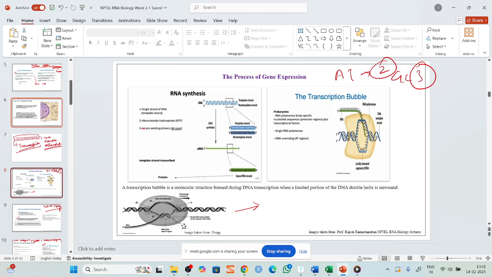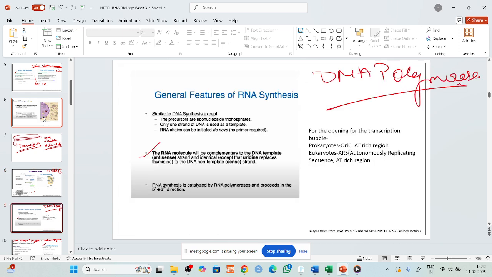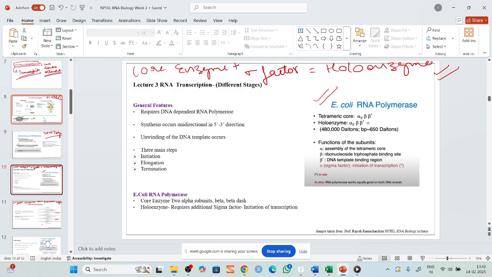So, this RNA transcription also involves the formation of a transcription bubble. This transcription bubble is nothing but the DNA which is temporarily melted. Your DNA, RNA polymerase is there, and your synthesized RNA is there. It forms your transcription bubble. Then we come to the RNA polymerase enzyme. RNA polymerase enzyme is a core enzyme which has 2 alpha subunits, beta and beta prime. And when sigma factor also comes and joins in, it becomes a holoenzyme.